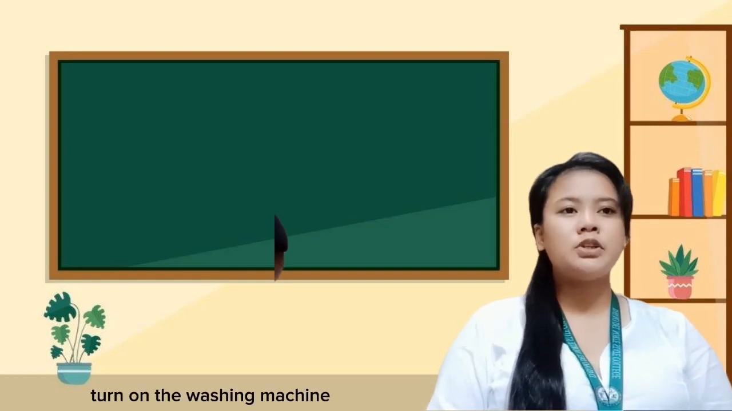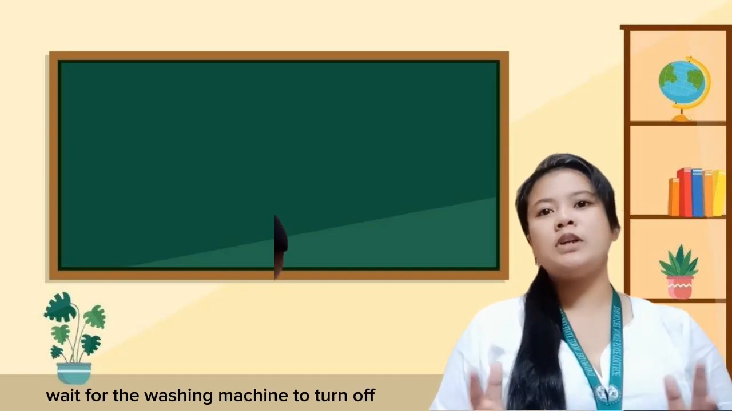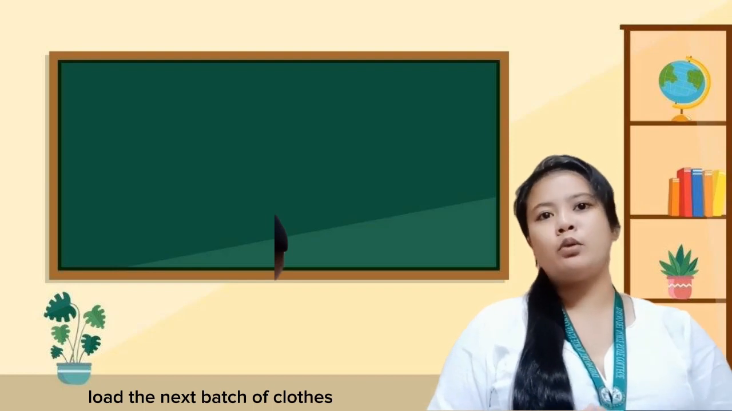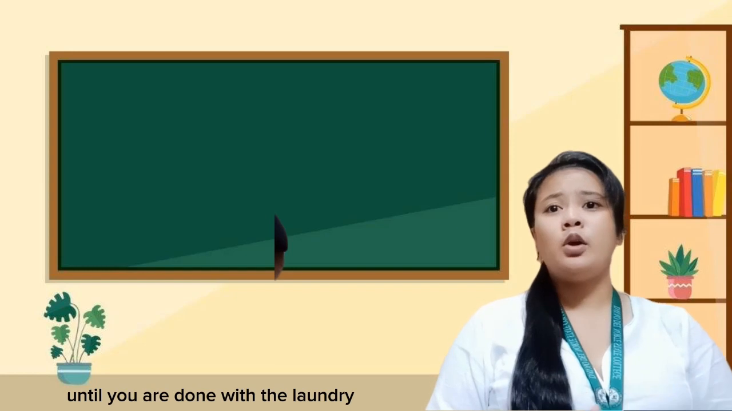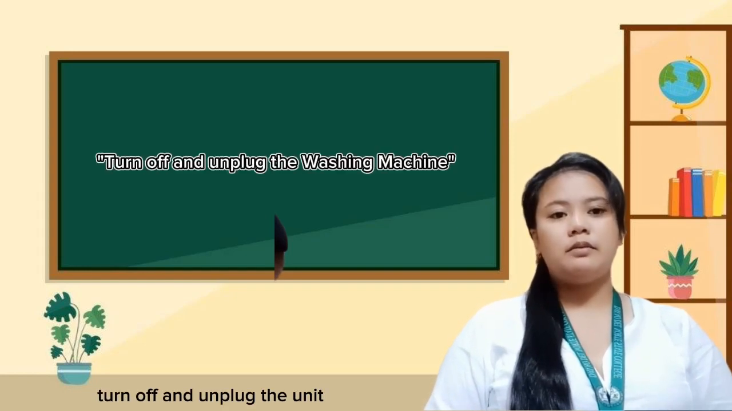Turn on the washing machine, let the unit work through all the cycles. Wait for the washing machine to turn off before you unload. Load the next batch of clothes and do steps 5 and 6 again until you are done with the laundry. Turn off and unplug the unit.